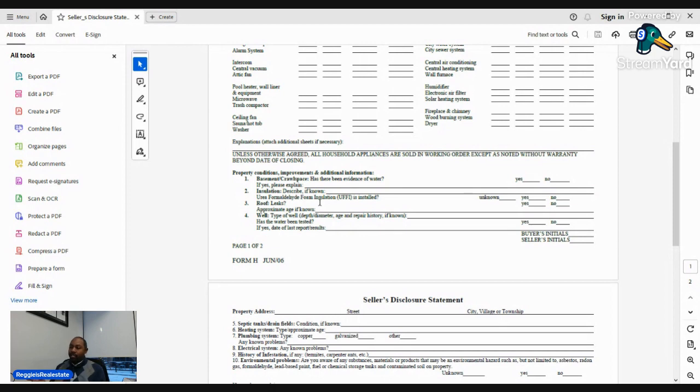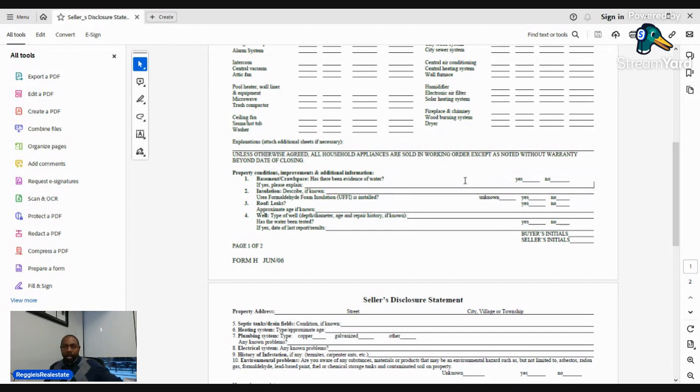So it asks you a simple yes or no. You answer yes or no, but it also gives you room here to explain what was the cause and was it repaired and things of that nature. So you would want to complete that as accurately as possible.